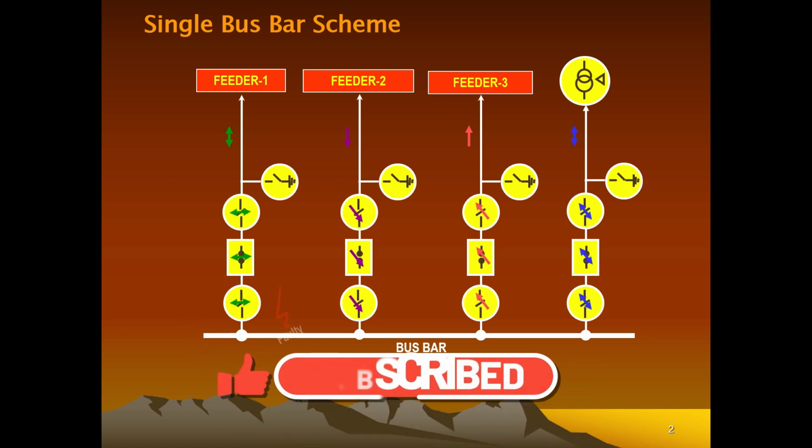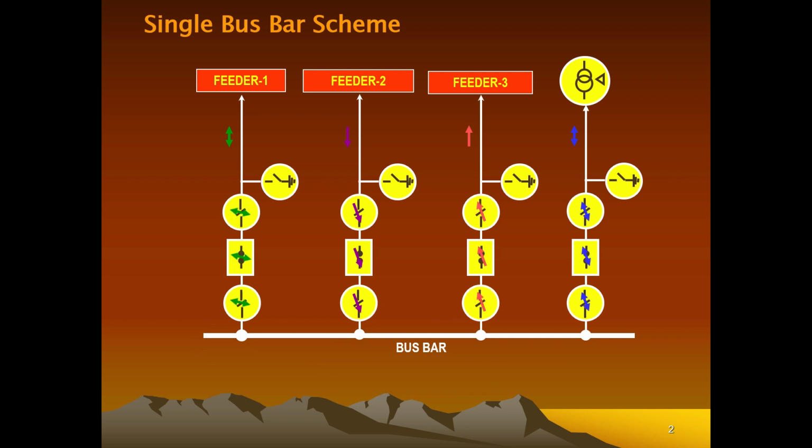There may be a second case. Before that, if you remove the fault, the power flow will be normalized again. The second case is, suppose the fault is on the bus bar. So once there is a fault on this bus bar, what happens? All the feeders connected through this bus bar will get tripped, and the entire substation gets tripped, and there will be no power flow in the substation.